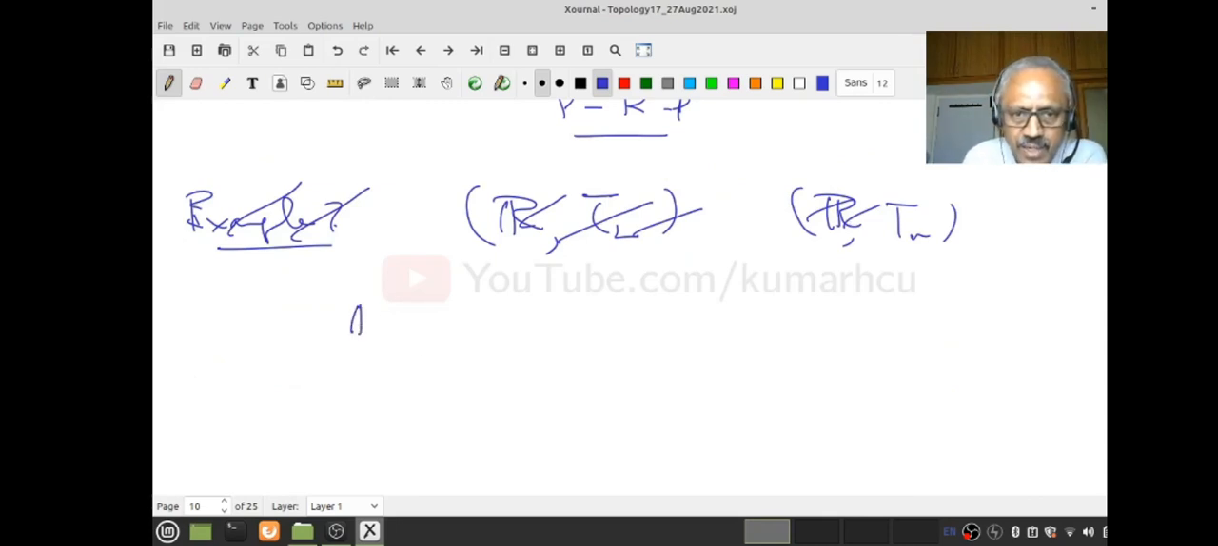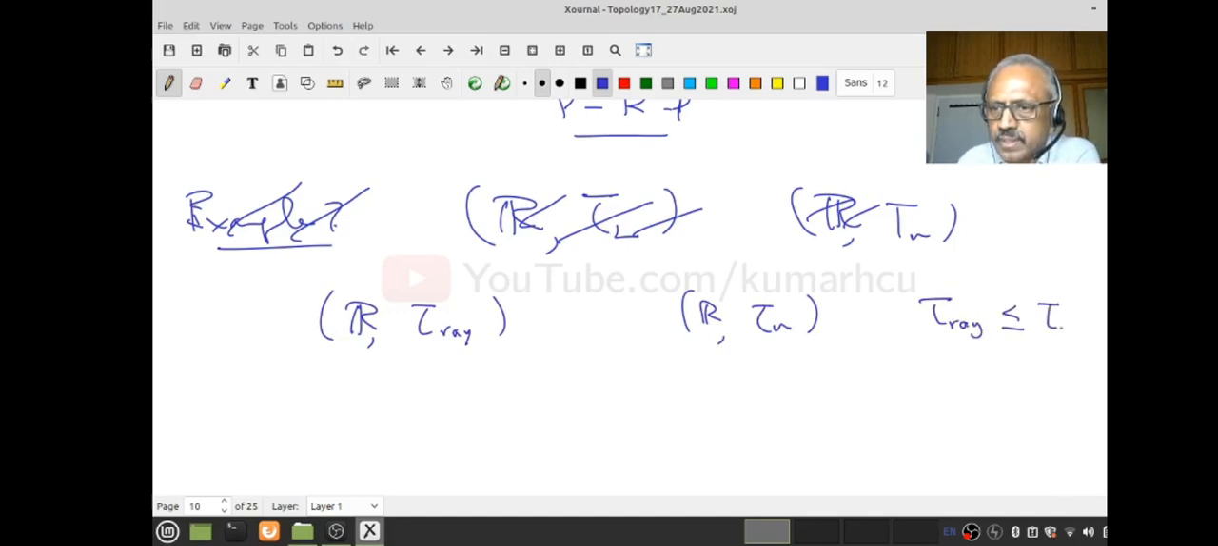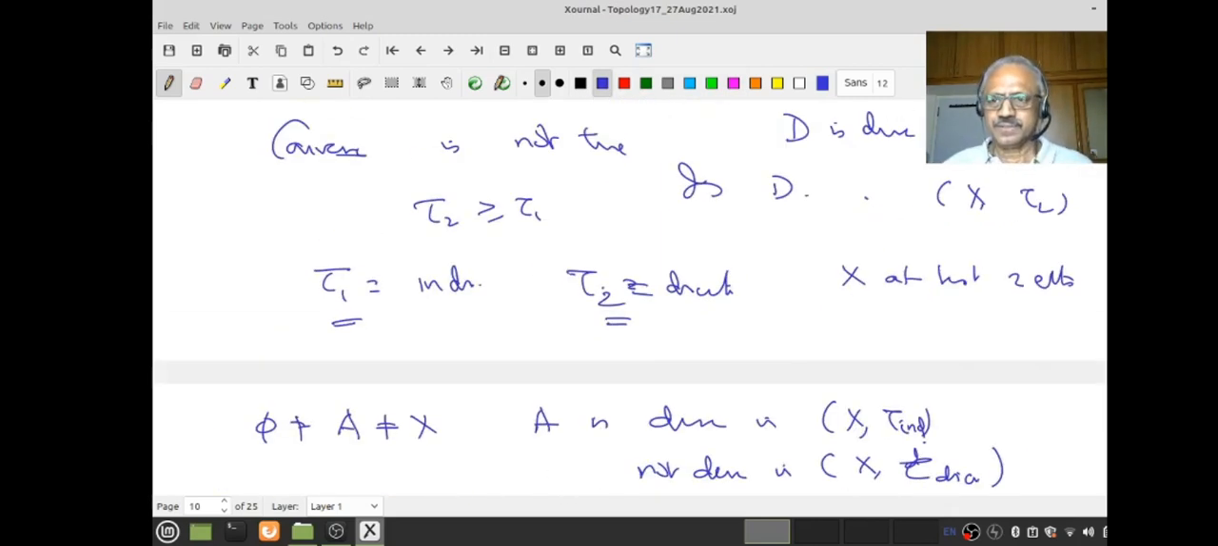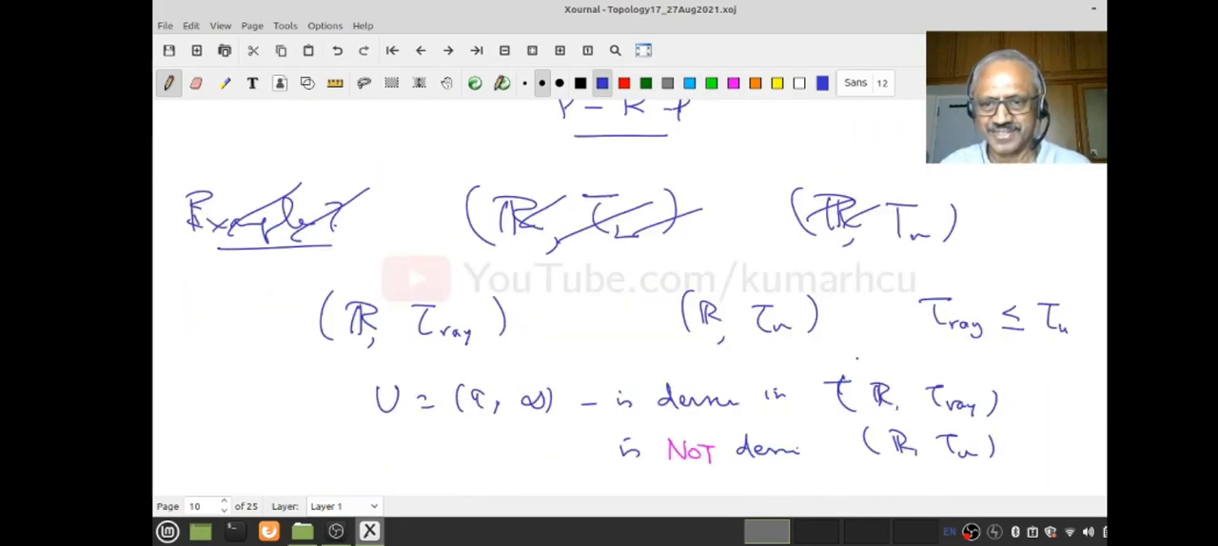Do you remember we saw R with the ray topology and R with the usual topology? And as you know, tau ray is coarser than tau U. But we have seen any open set of the form (a, infinity), which is in tau ray, is dense in R with tau ray, but is not dense in R with the usual topology. You follow that? Because you're using indiscrete and discrete, that is all right, but you should also learn some more concrete examples. I just thought of it just now.